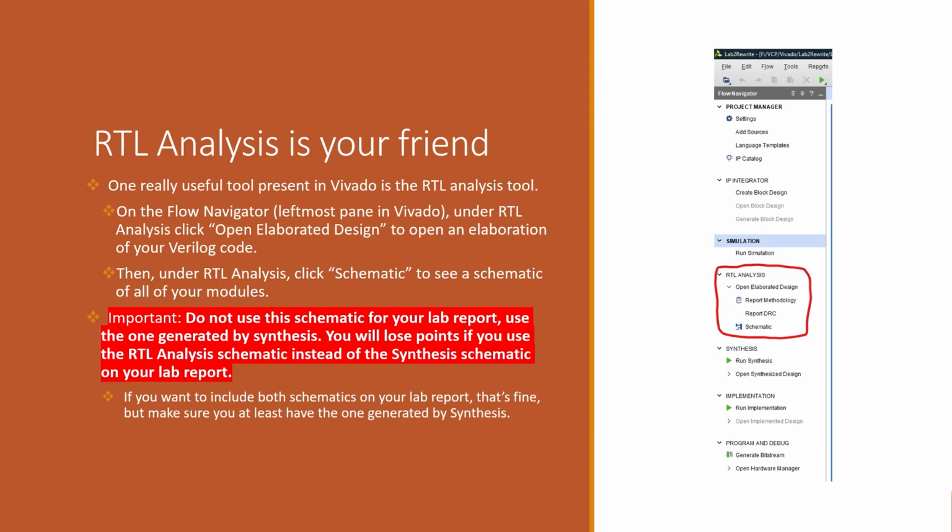One really useful tool that's present in Vivado that I highly recommend you utilize is RTL analysis. On the Flow Navigator, which is the leftmost pane in Vivado, under RTL analysis, you can click Open Elaborated Design to open an elaboration of your Verilog code. Then, under RTL analysis, you can click Schematic to see a schematic of all of your modules.